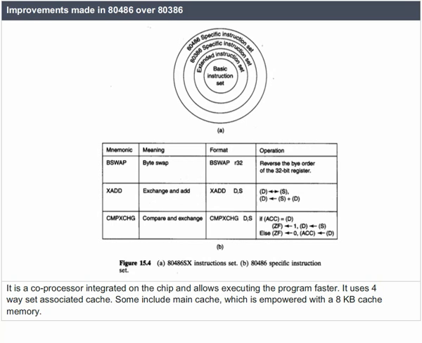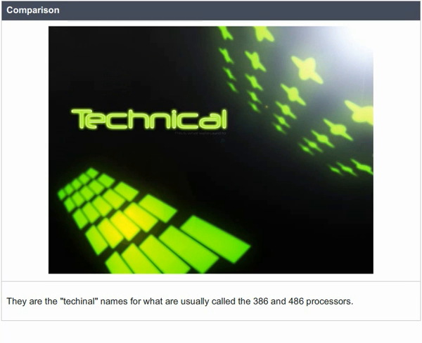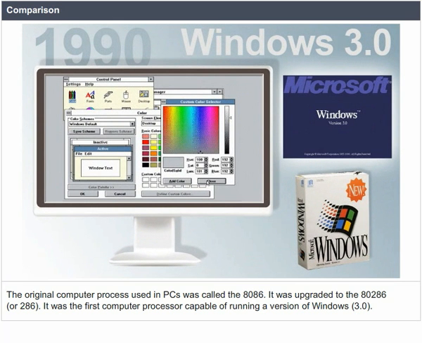Comparison. They are the technical names for what are usually called the 386 and 486 processors. The original computer processor used in PCs was called the 8086. It was upgraded to the 80286 or 286. It was the first computer processor capable of running a version of Windows 3.0.